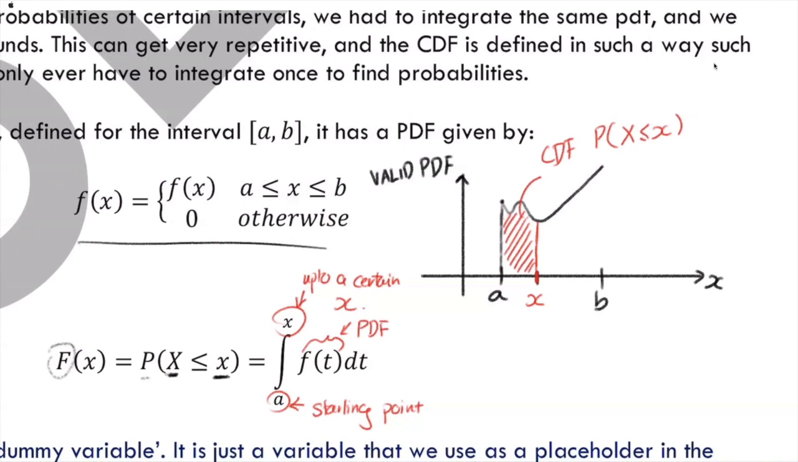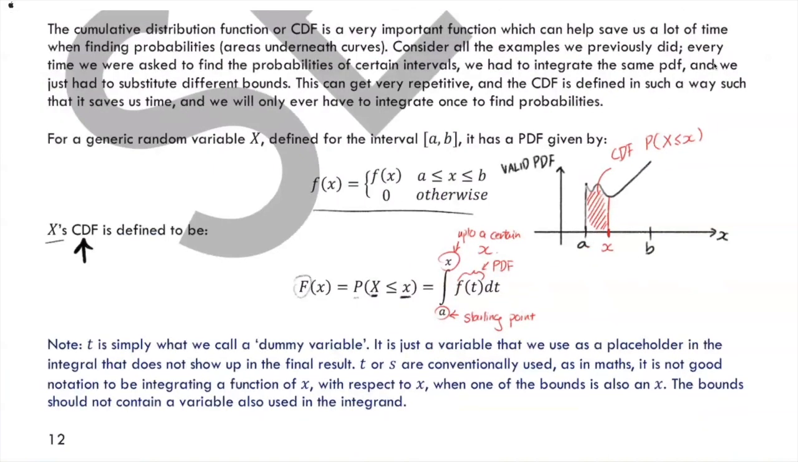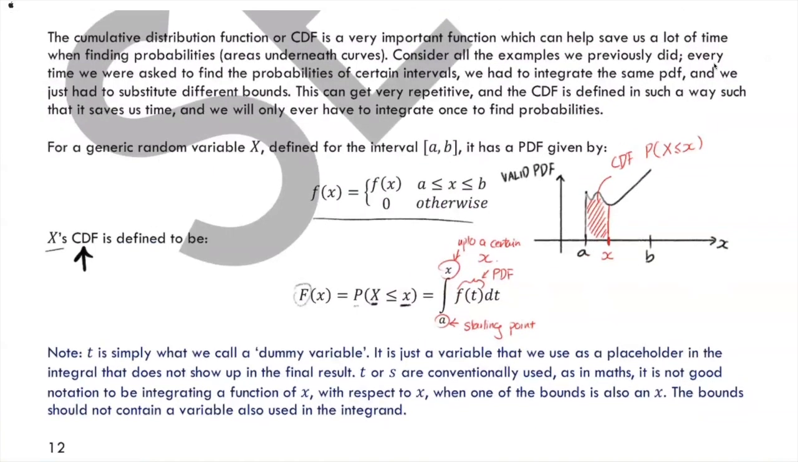Now, Dion, you're right. Why on earth do we use the T there? The reason why we use T is that T is simply what we call a dummy variable. It's just a variable that we use as a placeholder in the integral that doesn't actually show up in the final result. Oftentimes we use T or S, but T is better because S looks like a 5. The reason why we do it is because it's not good notation to do something like this.